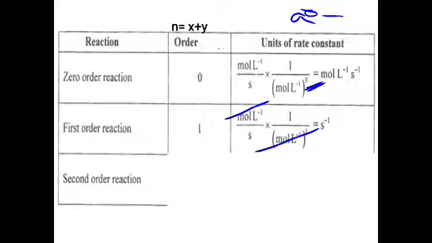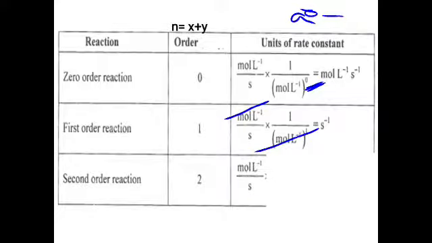Let's go for the second order. So the n value is equal to 2 now. Think of doing it by yourself. So your mole per liter per second, 1 divided by mole per liter to the power 2. When you have power 2, check out what can be cancelled. You have mole per liter, and 1 mole per liter would get cancelled here. So you will have 1 remaining.